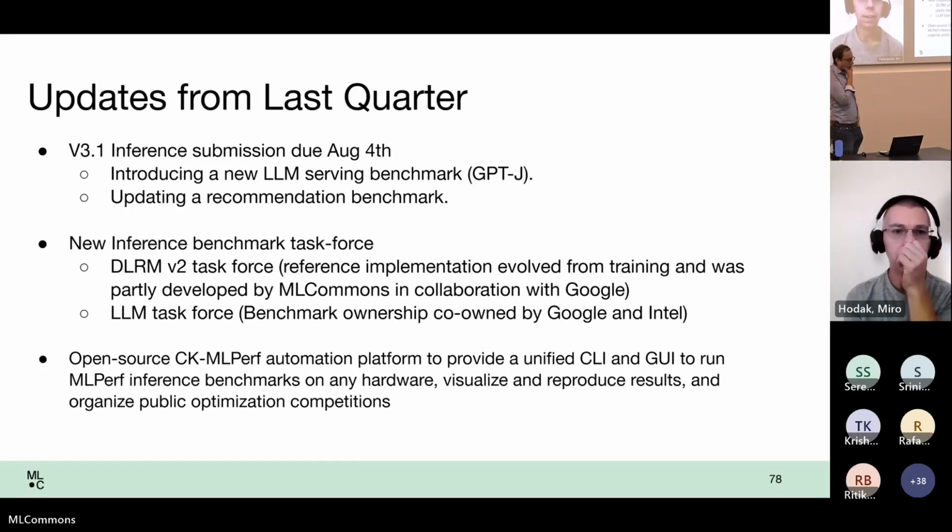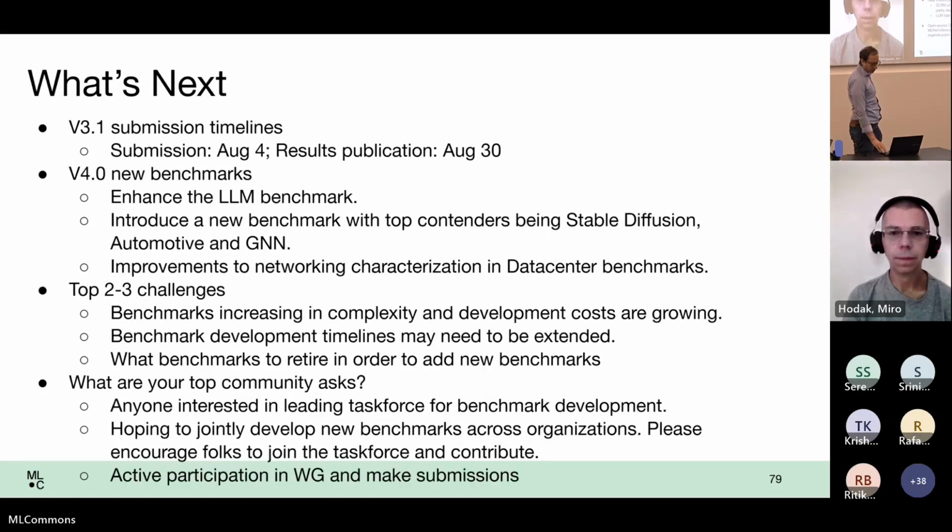next piece. We also have the open source CK MLPerf automation platform. That's really designed around the idea of how can we really automate submitting to MLPerf? Grigori led this. If you want to submit 1,000 MLPerf inference measurements, how do you go about doing that as opposed to having it be very manual? I think there's a call for participation within the CK community to do submission for this round of inference.